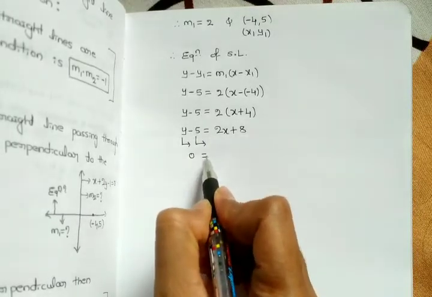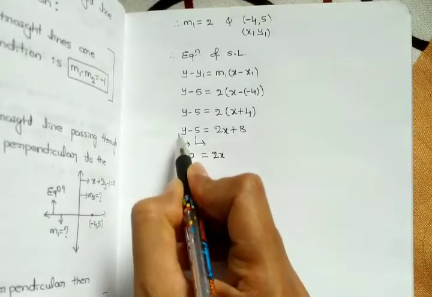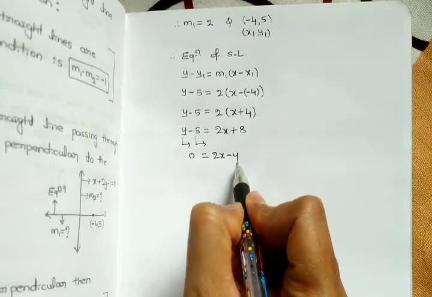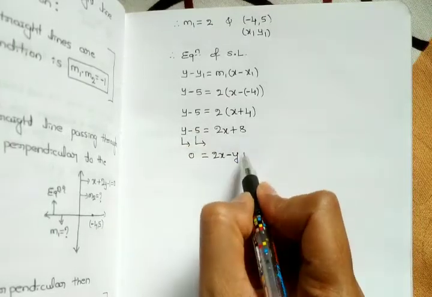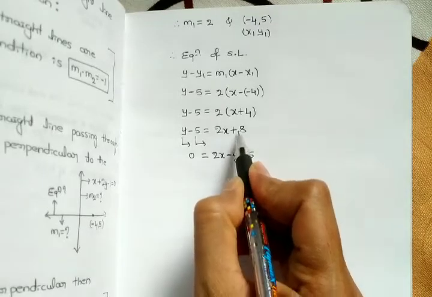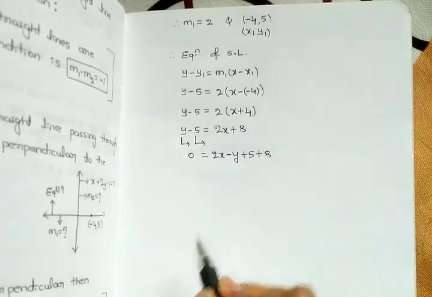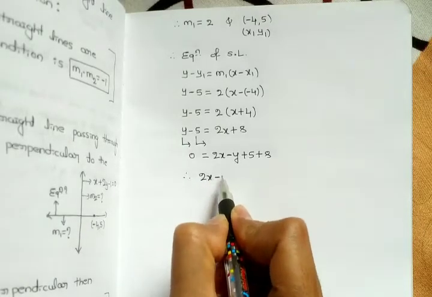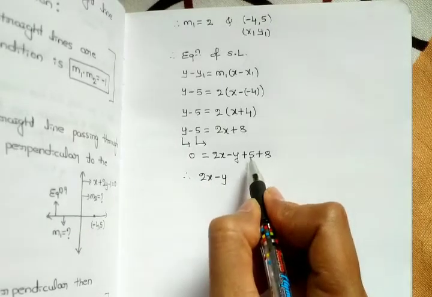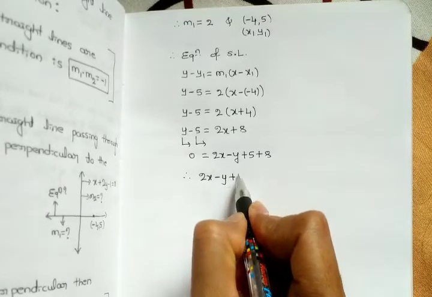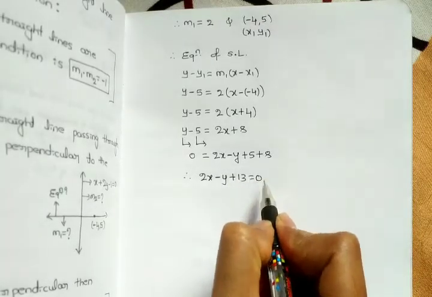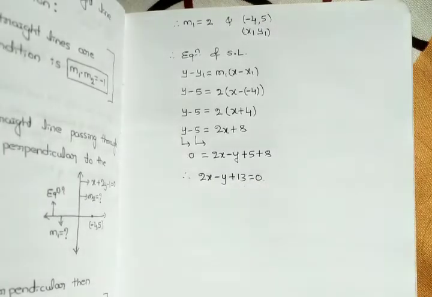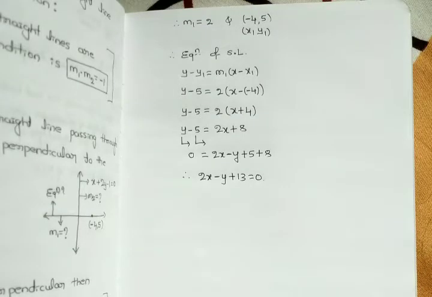So that time 0 is equal to 2x plus y becomes -y, -5 becomes +5 plus 8. Keep it as it is. Therefore 2x minus y, 5 plus 8 is 13, is equal to 0. So this is the required equation of what? Straight line.